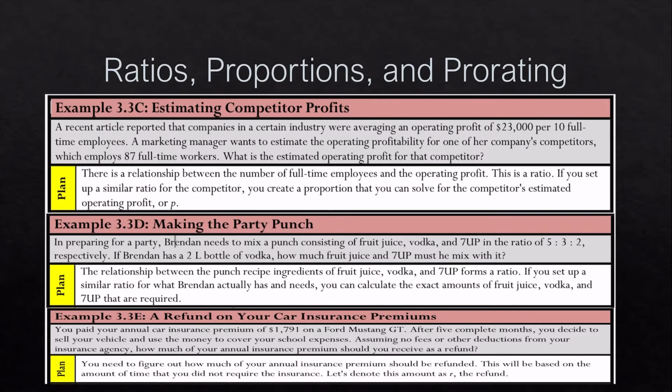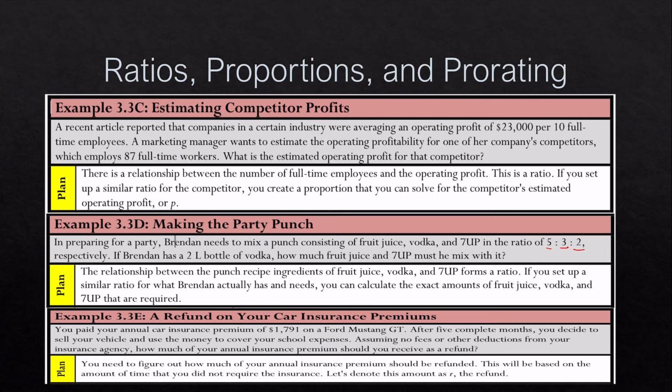The second question says: in preparing for a party, Brandon needs to mix a punch consisting of fruit juice, vodka, and 7-Up in the ratio of 5:3:2 respectively. So it means 5 cups or liters of fruit juice, 3 liters of vodka, and 2 liters of 7-Up. That is the proportion of these three drinks to make a punch. So if Brandon has 2 liters of vodka, how much fruit juice or 7-Up must be used?